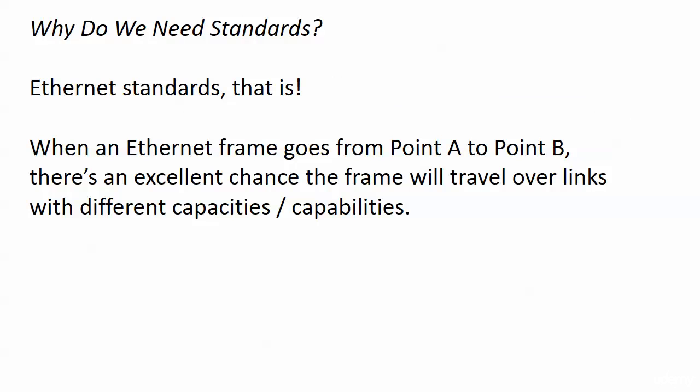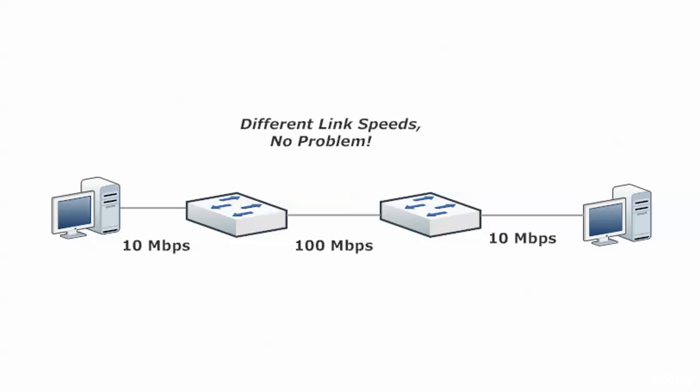Now, why do we need these standards to begin with? Well, when an Ethernet frame goes from point A to point B, whether that's in a test network or in a campus network, there's an excellent chance that the frame is going to travel over links with different capacities and capabilities. Here's a very simple network, something you'd find in a lab. We've got a couple of 10 meg links and a 100 meg link. And Ethernet handles this beautifully. There's no problem at all.